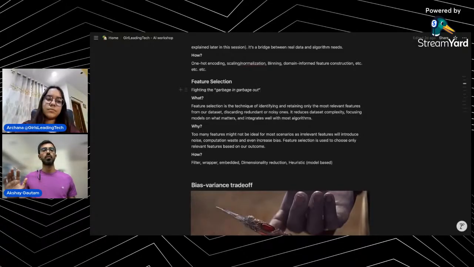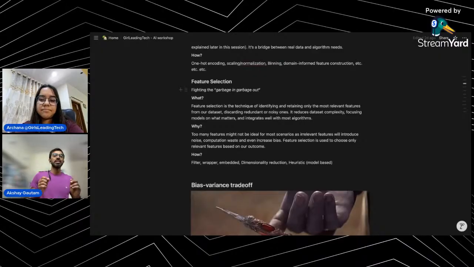It's true for almost every type of system out there in IT. Even in the age of AI, if your model gets garbage data, no matter how much data, how much compute, how good an architecture you have, even if you have 300 billion parameters, it will still be a garbage model, right? So feature selection is where we fight garbage in, garbage out.